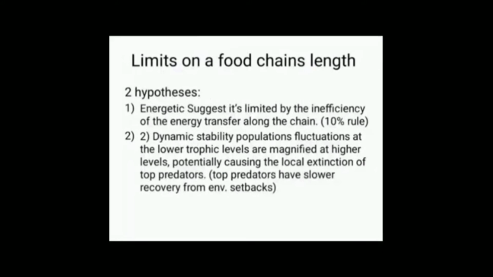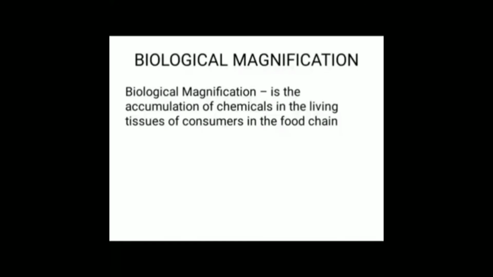Limits on a food chain's length: 2 hypotheses. Number 1, the energetic hypothesis suggests length is limited by the inefficiency of energy transfer along the chain. Number 2, dynamic stability: population fluctuations at the lower trophic levels are magnified at higher levels, potentially causing the local extinction of top predators. Biological magnification is the accumulation of chemicals in the living tissues of consumers in the food chain.